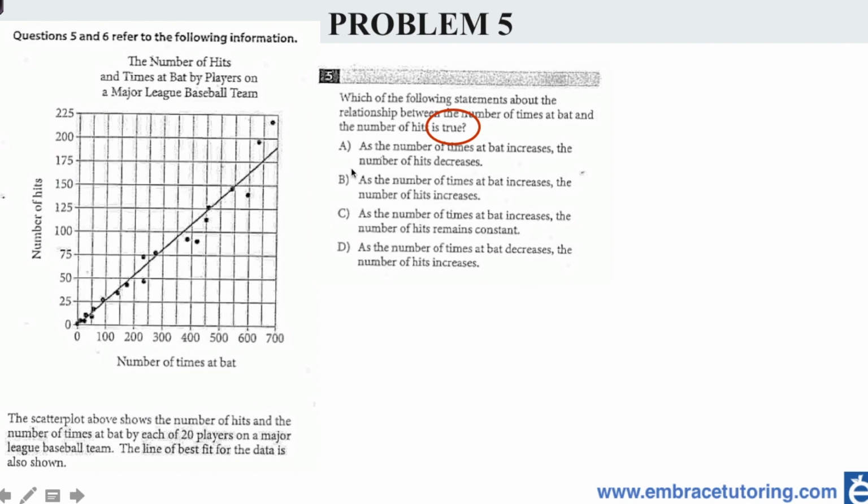And so on. So what they're asking me is, what is the relationship or the correlation between my x-axis and my y-axis? I see here that there is a line of best fit, and that as the number of times at bat increases, the number of hits increases. So these correlate, given the fact that this is a positive slope. It seems as though B is going to be my best answer, because as the number of times at bat increases, the number of hits will also increase. More times at bat is going to refer to more hits, making B the best answer choice for question number 5.